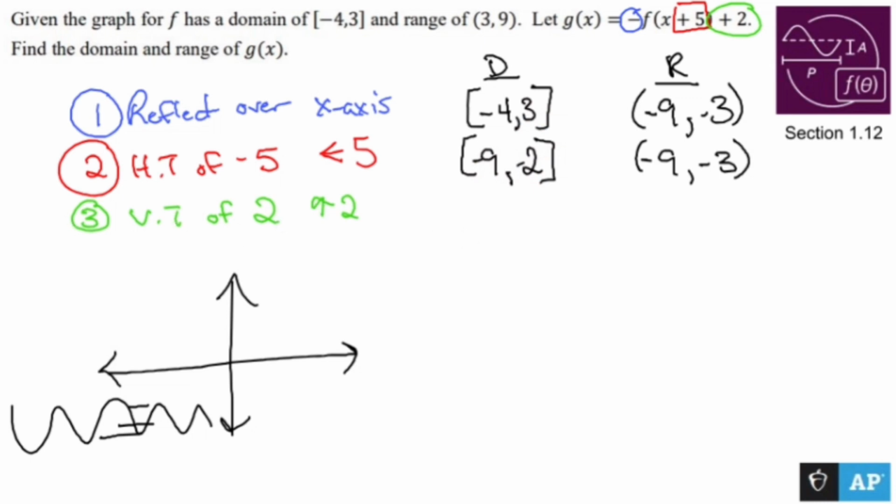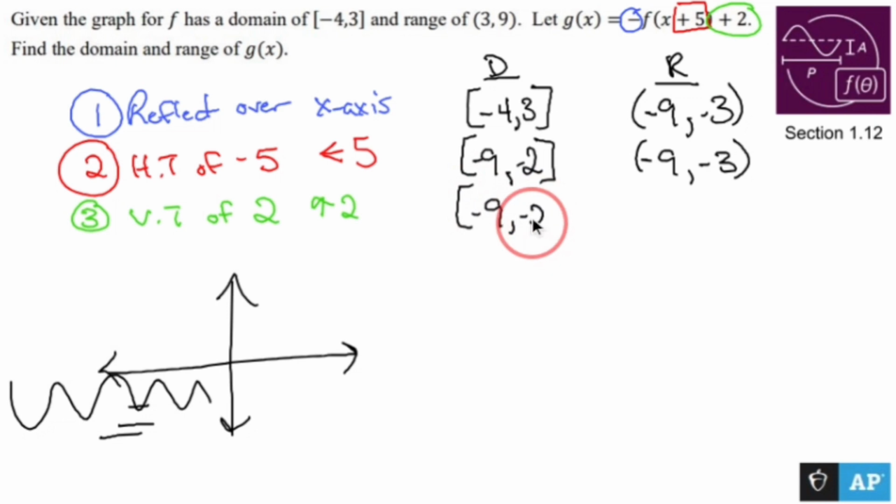Now I'm going to move up 2. Again, the picture is probably not accurate, so if I put it there, it'll be a little bit more accurate. So what does that look like for my domain? Nothing changes for my domain. But my range goes up 2, which means I'm going to add 2 to each value in my range. So that becomes -7, and that becomes -1.